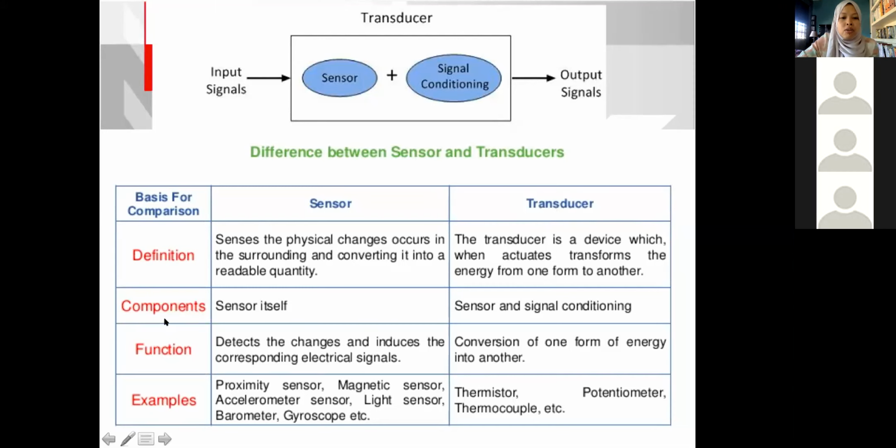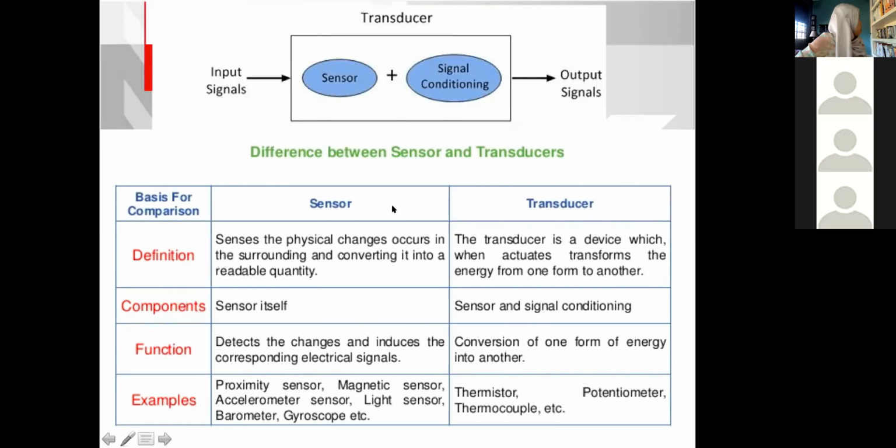Okay, so the components for a sensor is usually the sensor itself, but for a transducer, the components involve a sensor and signal conditioning. The function of a sensor is to detect changes and induce the corresponding electric signal. And the function of a transducer is the conversion of one energy to another. So that is clear lah, dah banyak kali kita beritahu.